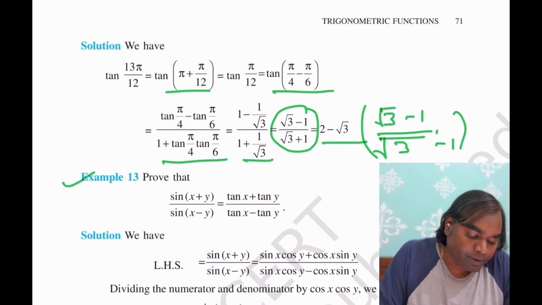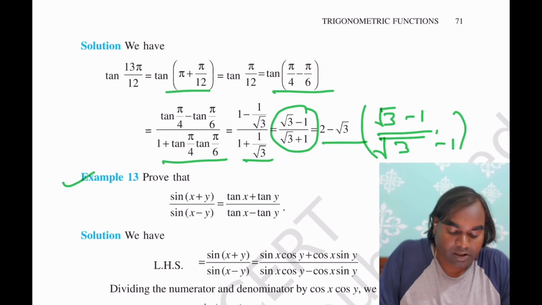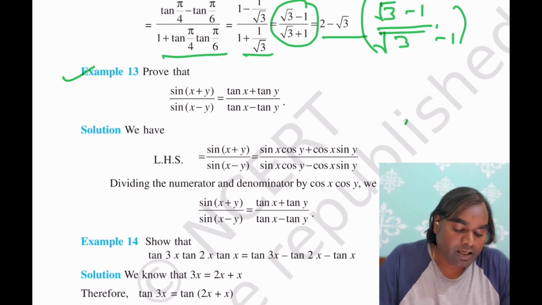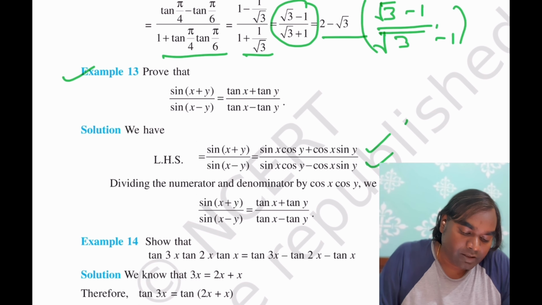Similarly, prove that example 13: (sin(x+y))/(sin(x-y)) is equal to (tan x + tan y)/(tan x - tan y). So what you will do, let us take the LHS part and expand sin(x+y) and sin(x-y), and divide this by cos x cos y, then you will get (tan x + tan y)/(tan x - tan y).